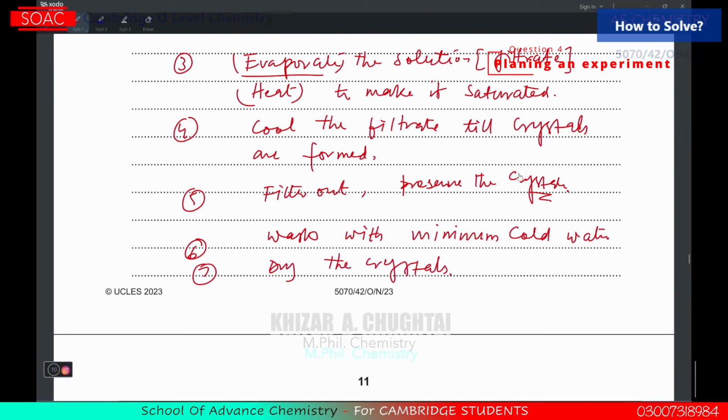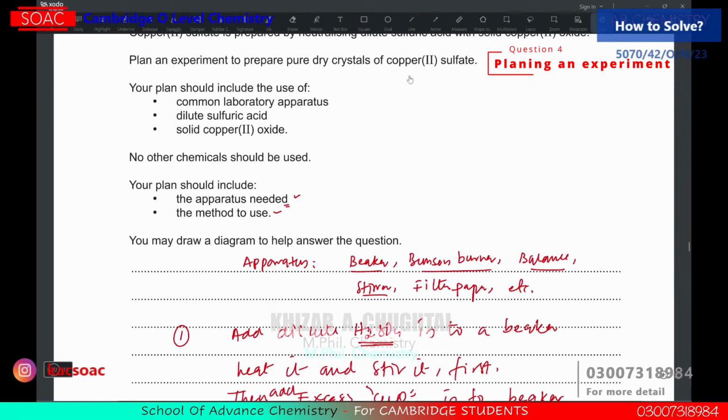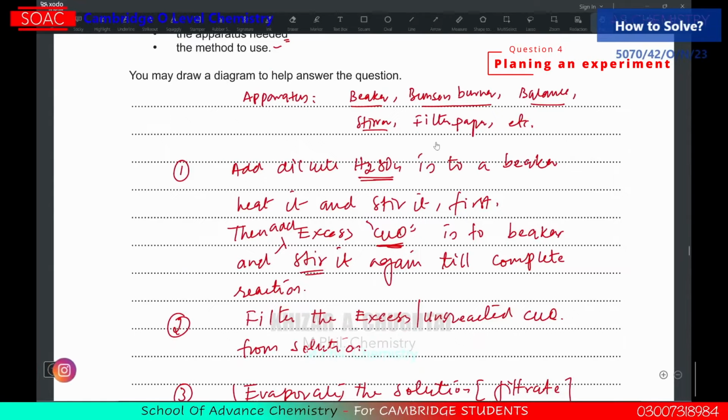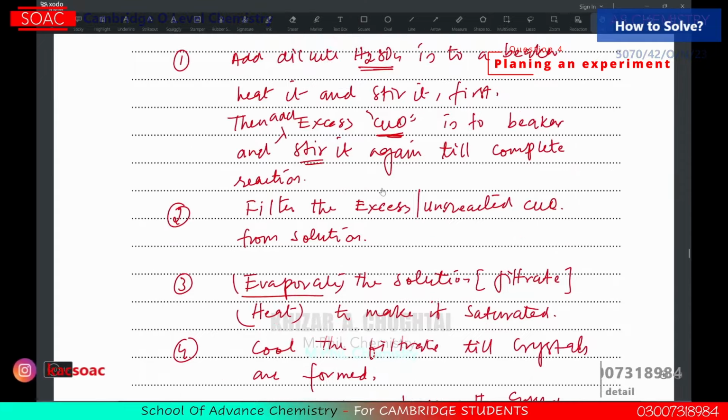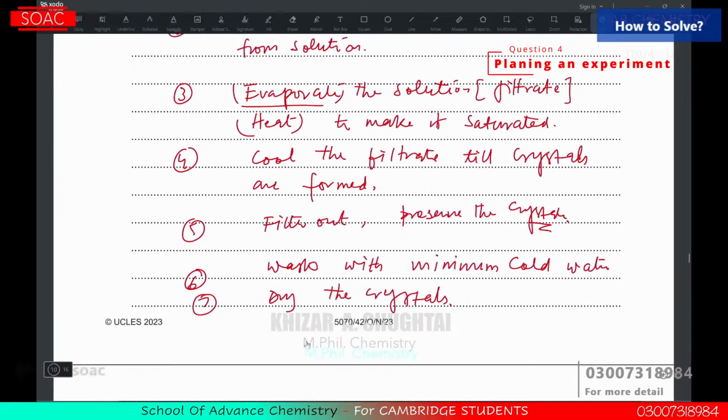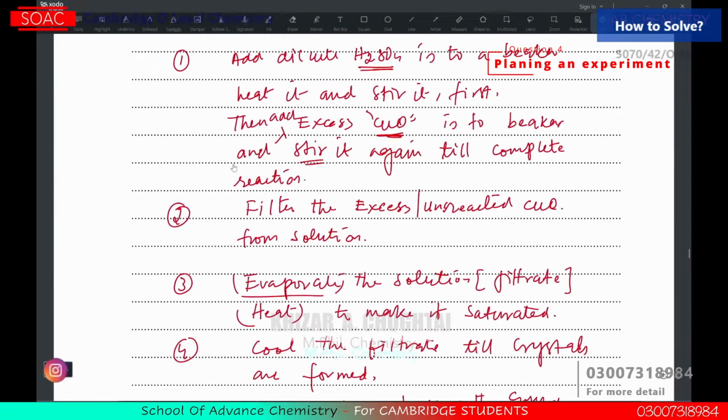And so on. So basically that is the main procedure to make pure dry crystals of copper 2 sulfate. Anhydrous copper 2 sulfate crystals are supposed to be formed. So these are basically the main steps. Here I wrote the list of apparatus, and then I wrote the procedure, almost with 7 bullets. You can change the number of bullets as you wish, but that is the main script that should be written here.